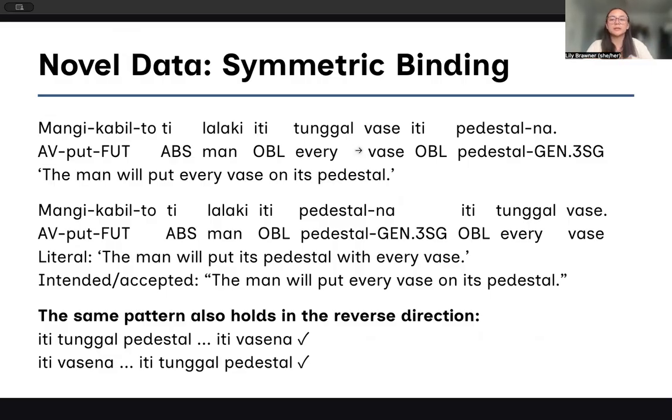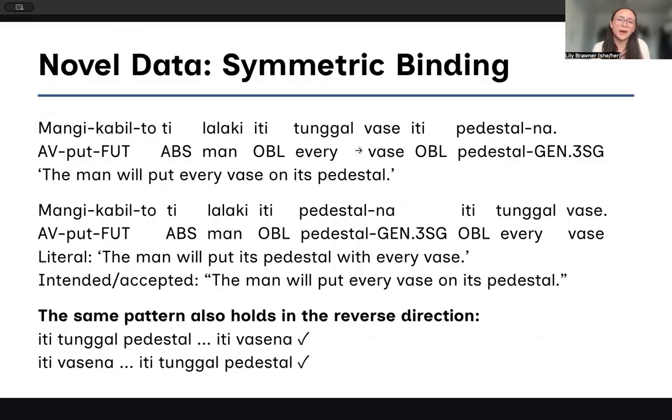But the more important result here is the second sentence. Mangkikabilto ti lalaki iti pedestal na iti tanggal vase. Here, its pedestal comes before every vase. And if binding simply followed surface order, we wouldn't expect that this later quantifier would be able to bind the earlier pronoun. But a native speaker accepted the sentence with the same intended meaning. The man will put every vase on its pedestal. It's just as well and good as the previous one. So the binding relationship cannot be reduced to surface order alone.